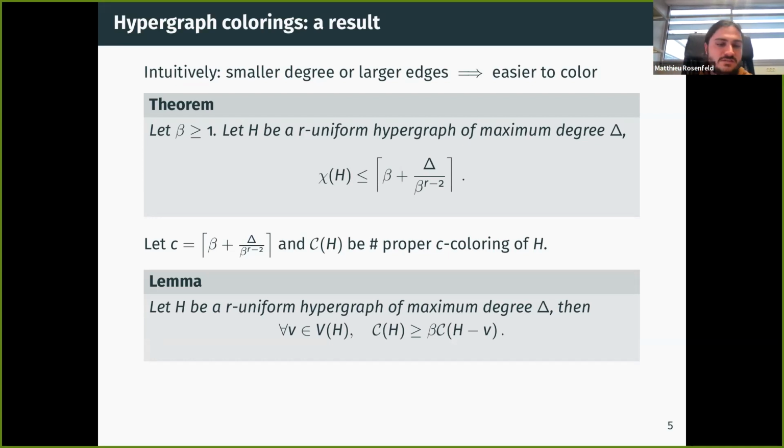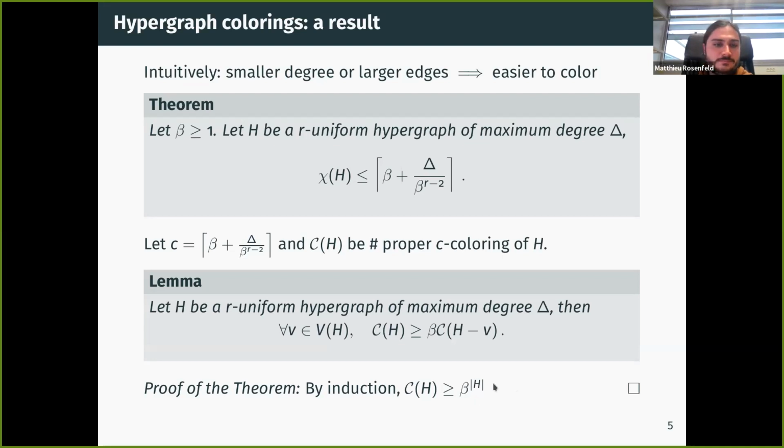So now let's first notice why this lemma implies the theorem. Well, the empty hypergraph has at least one proper coloring. Now, whenever I add a vertex, I multiply the number of proper colorings by at least beta. So if I add size of H vertices, then the number of proper colorings is at least beta to the size of H.